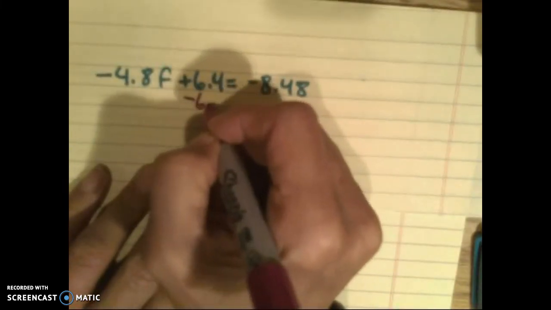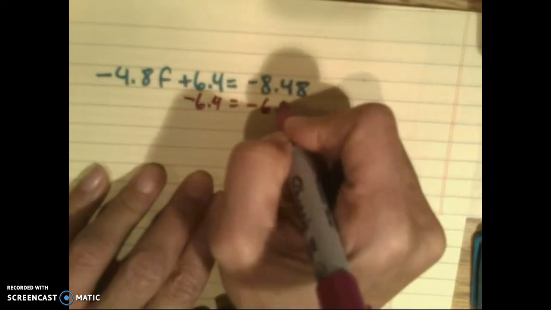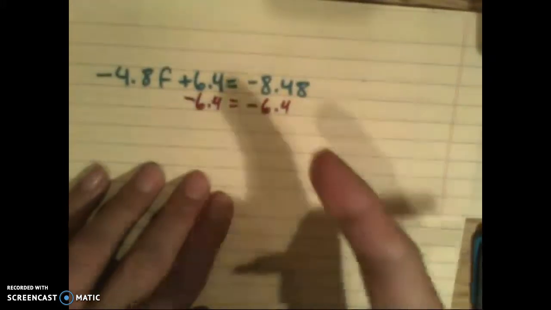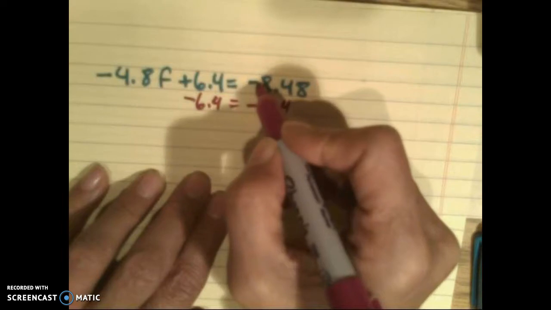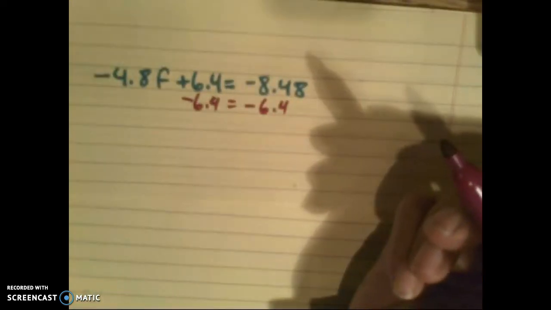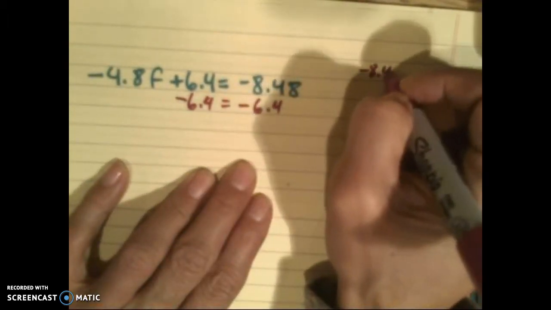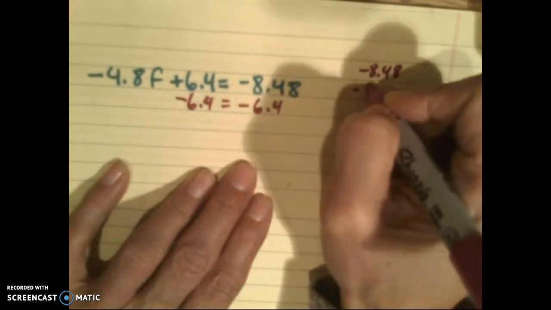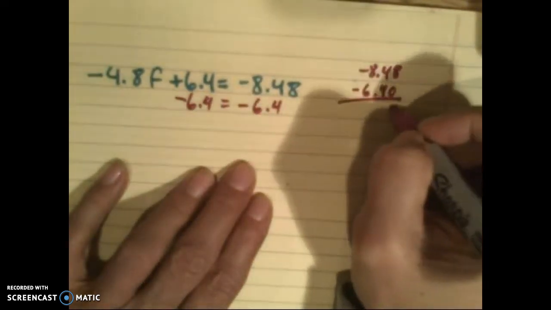So I'm going to subtract 6.4. What I do to one side, I have to do to the other. So remember, the same rules apply. Now this is two negatives, so a negative and a subtraction. We say same signs, add them up. Let's add these up. I'll go off to the side over here. So I have a negative 8.48 and a 6.4, and I added my 0 at the end.